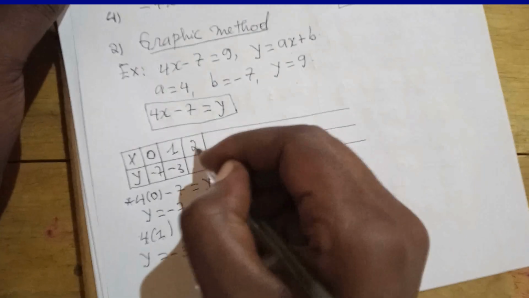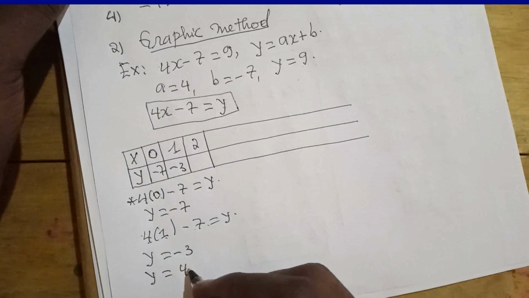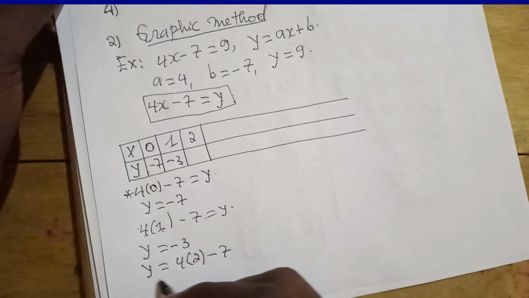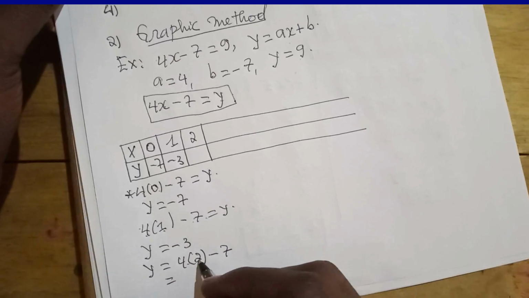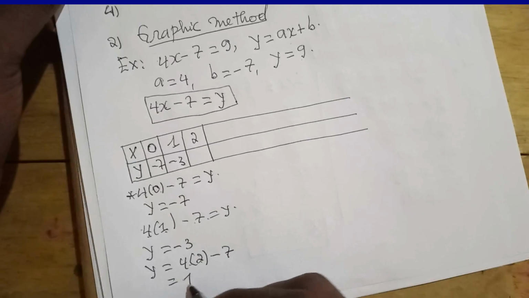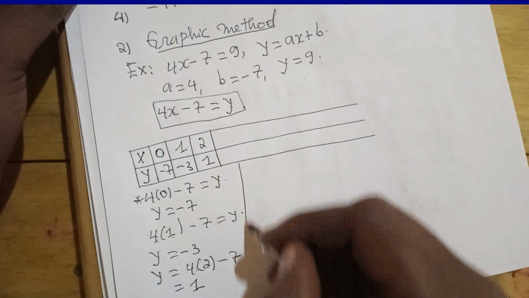Then let us put x equal to 2. When x is equal to 2, y is equal to 4 times 2 minus 7. 2 times 4 is equal to 8. 8 minus 7 is equal to 1. When x is equal to 2, y is equal to 1. Let us continue.